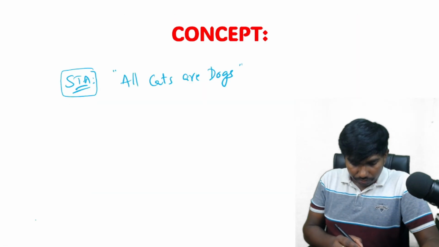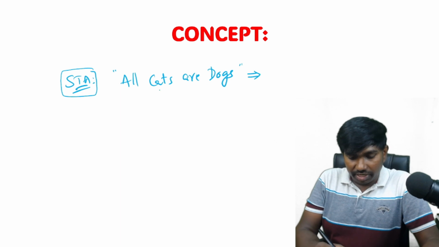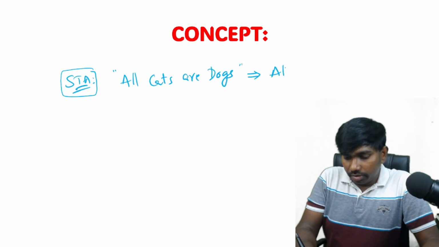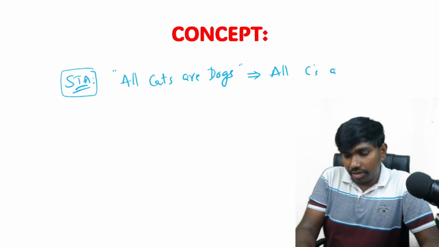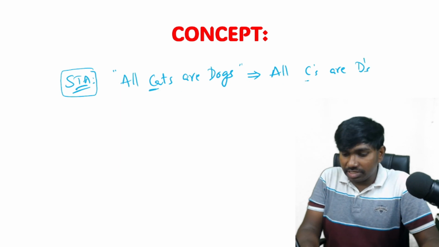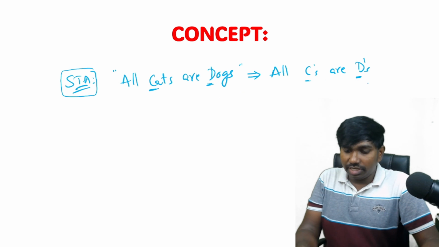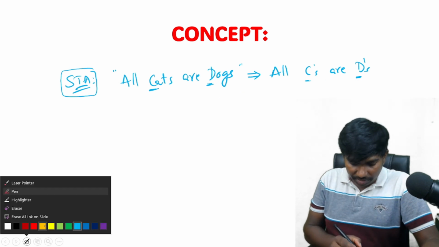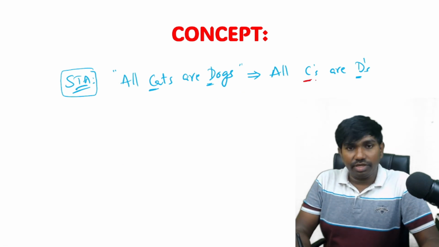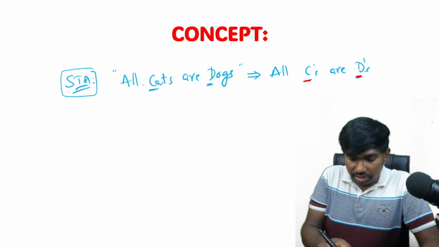Okay, so all cats are dogs. For this, we can generalize in this way: all C's are D's. Cats I have represented here as C, and dog I have represented here as D. So all C's are D's. So what does C mean? C can be anything. It can be a cat or chair or anything, and D can be a dog or doll or anything.